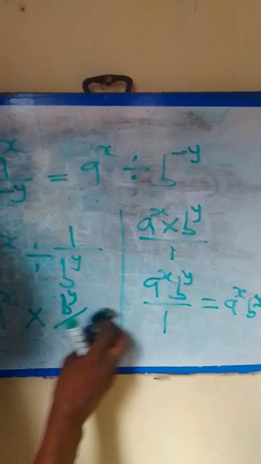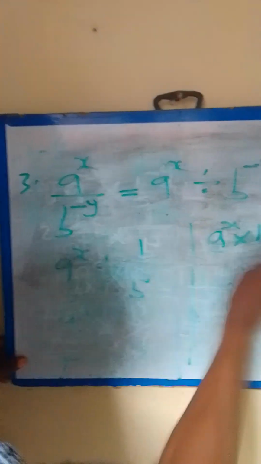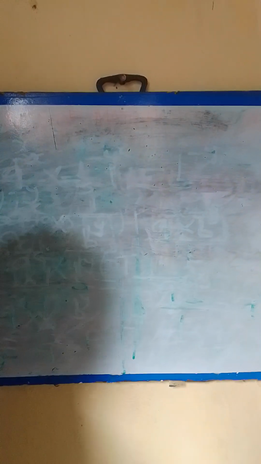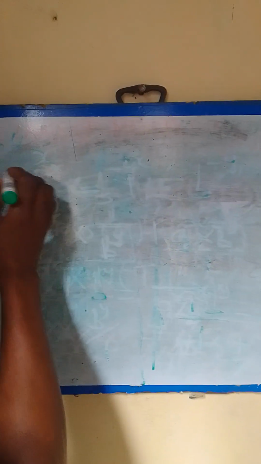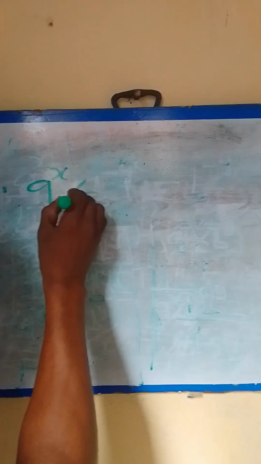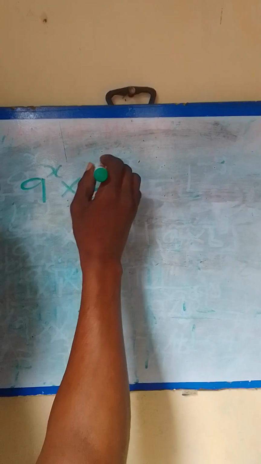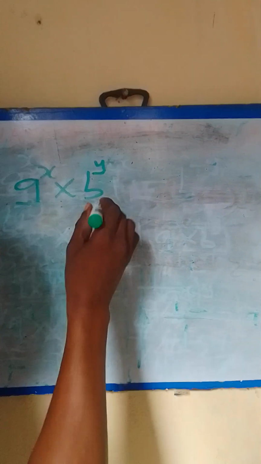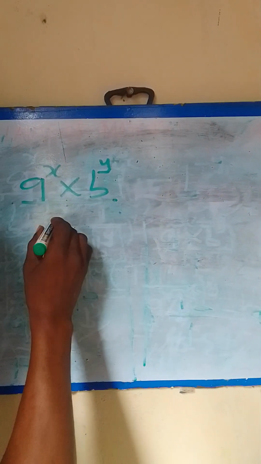So the next thing I want us, again, the fourth point I want us to take note of is a raised to power x times b raised to power y, all divided by a raised to power n.